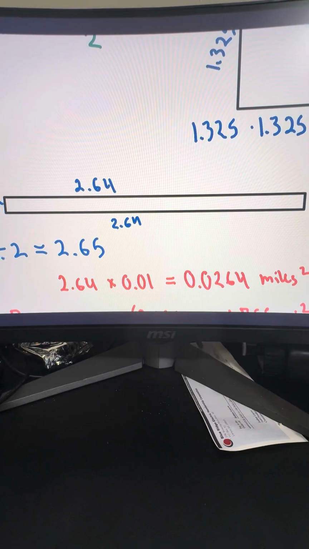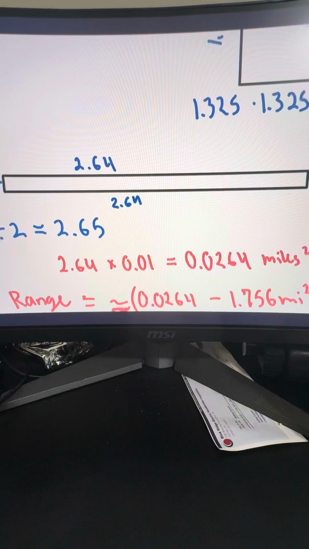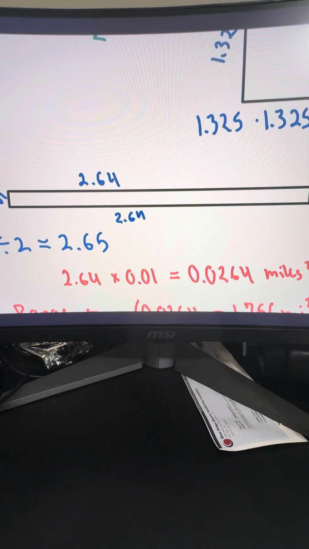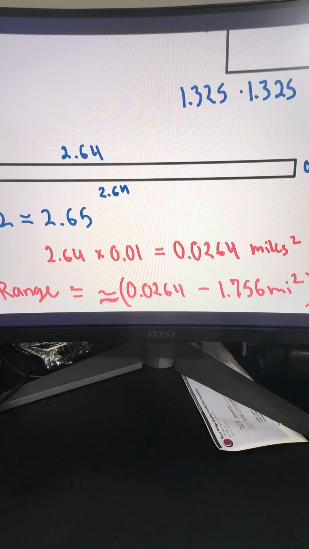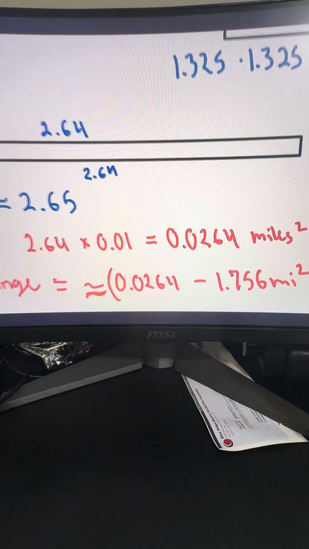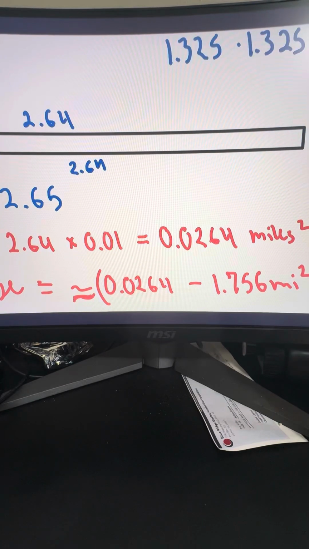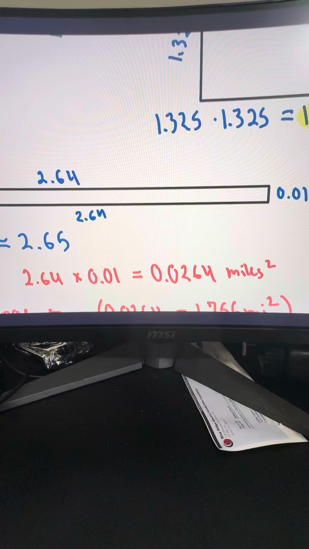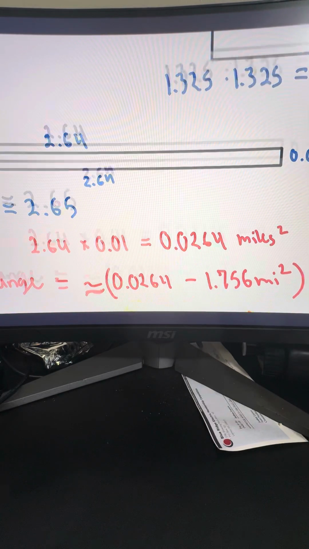And then if we multiply those two to find the area, right? We're multiplying length times width to find the area of a rectangle. We would find, right down here, that that area is 0.0264 miles squared. Wow. That is a lot smaller than our max up here, which is 1.756, right? So that's perfect. We have a good basis of our range.